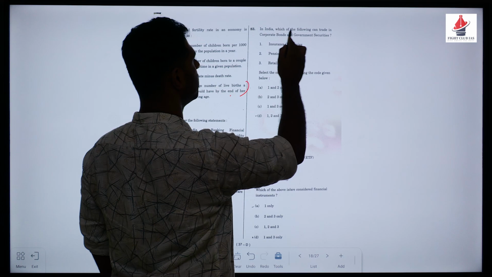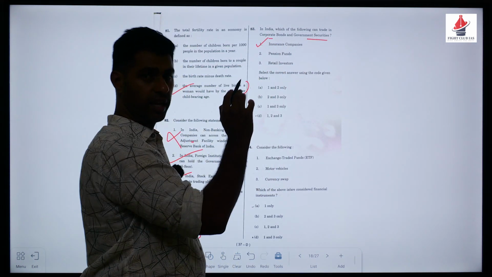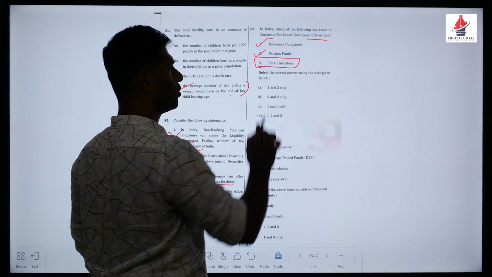Moving to 83. In India, which of the following can trade in corporate bonds and government securities? Insurance companies? Yes, they can. Pension funds? Yes, they can. Retail investors? This is the major highlight over here.